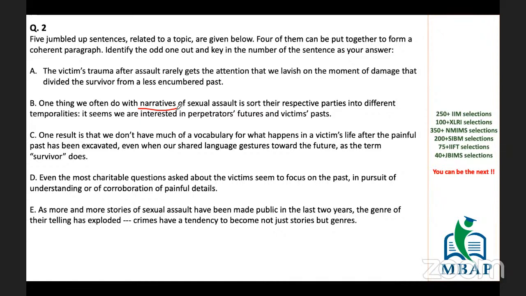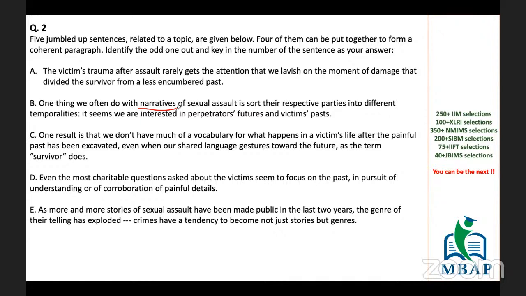So one result is that we don't have much vocabulary for what happened in the victim's life after the painful past has been excavated, even when our shared language gestures toward the future, as the term survivor does. Okay, again, we go for some elaborated way of how this particular thing is taking place. We don't have much vocabulary.